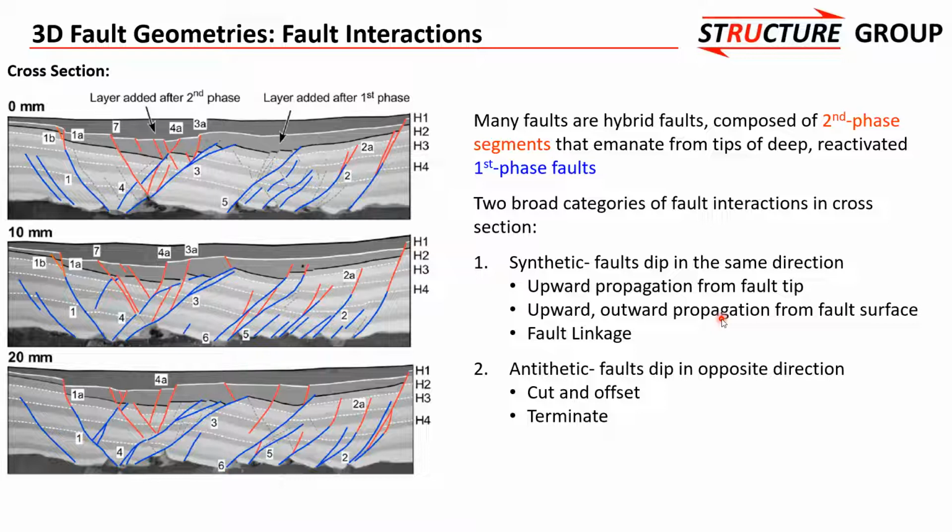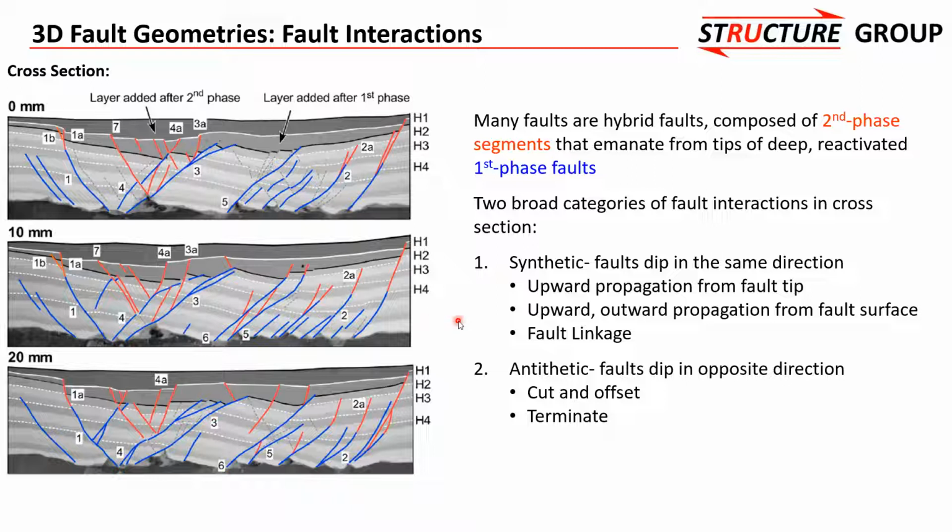Whereas if we look at antithetic faults, for example fault 7 and how it cuts through 4A and 3A, and some of the faults over here that are cutting over to fault 4, we can see the antithetic faults are much more likely to cut and offset the pre-existing faults, and some of them do also terminate against the pre-existing faults. So we're able to document some of these differences in the model, both on the top surface of the model and with depth.